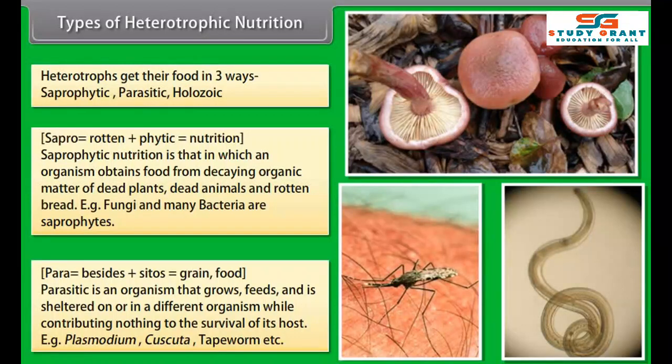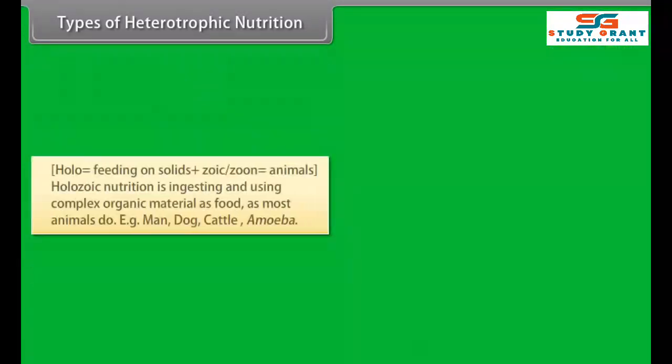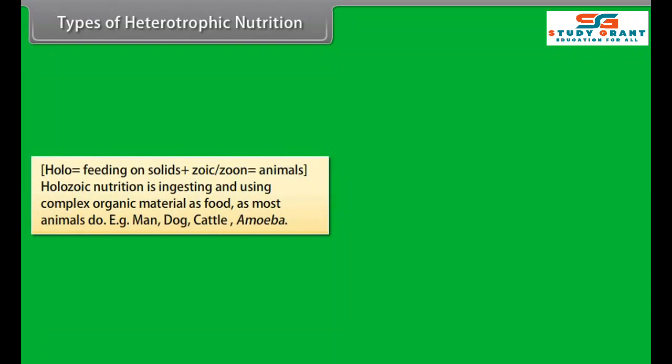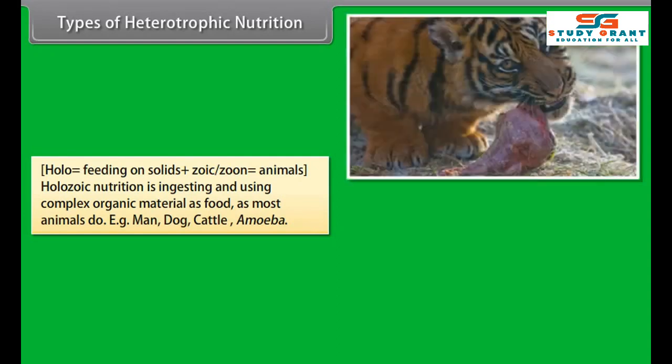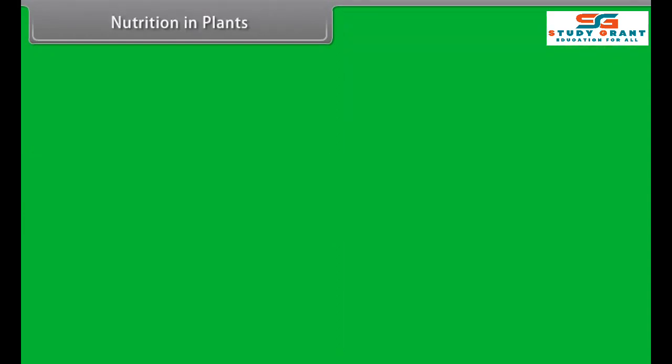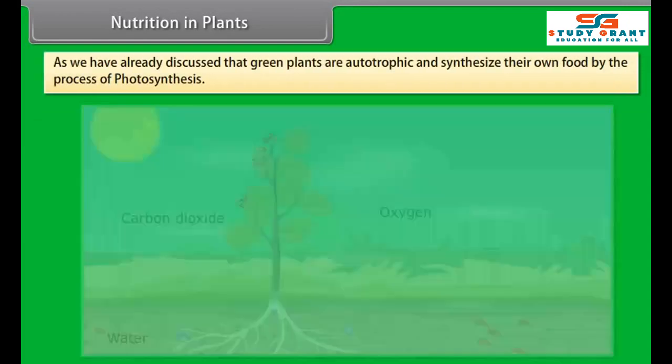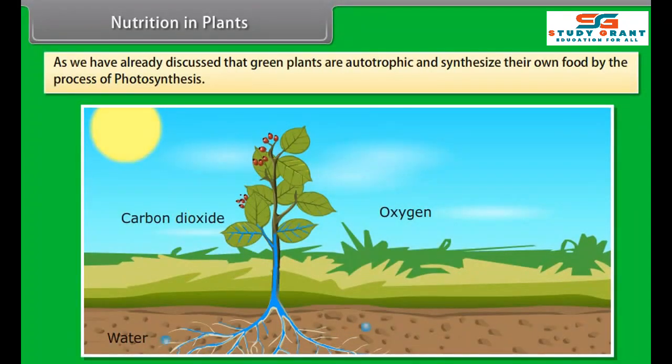Para, which means besides, cytos means grain food. Parasitic is an organism that grows, feeds, and is sheltered on or in a different organism while contributing nothing to the survival of its host. That is, Plasmodium, Cuscuta, tapeworm, etc.